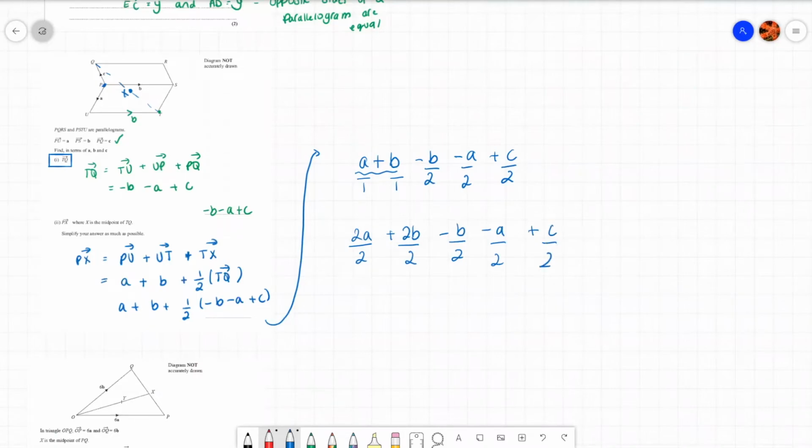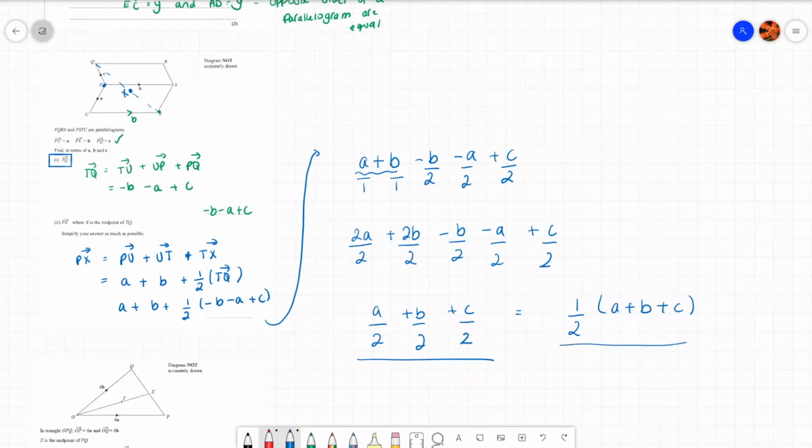Okay, so let's simplify this now. So 2A over 2 minus A over 2 is just A over 2. 2B over 2 minus B over 2 is just plus B over 2, plus C over 2. I can leave my answer as that, or I can just take a half out and write a half of A plus B plus C. Okay, and there we are. All right, that is my answer to the question.